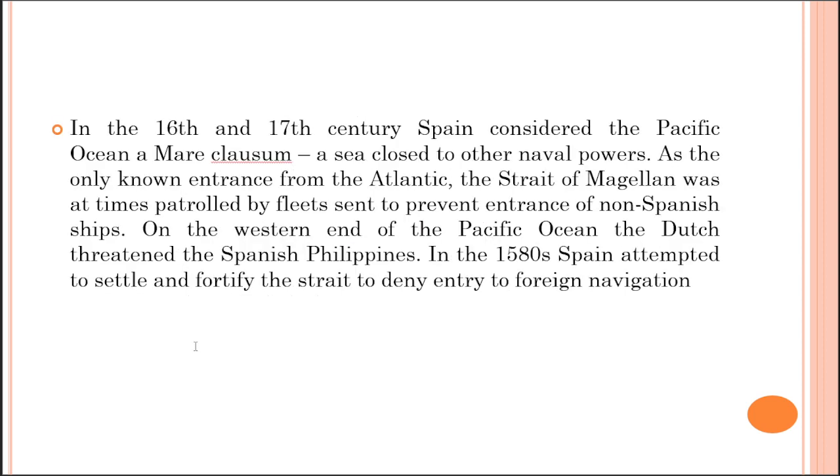In the 16th and 17th century, Spain considered the Pacific Ocean a mare clausum, a sea closed to other naval powers. As the only known entrance from the Atlantic, the Strait of Magellan was at times patrolled by fleets sent to prevent entrance of non-Spanish ships. On the western end of the Pacific Ocean, the Dutch threatened the Spanish Philippines. In the 1580s, Spain attempted to settle and fortify the strait to deny entry to foreign navigation.